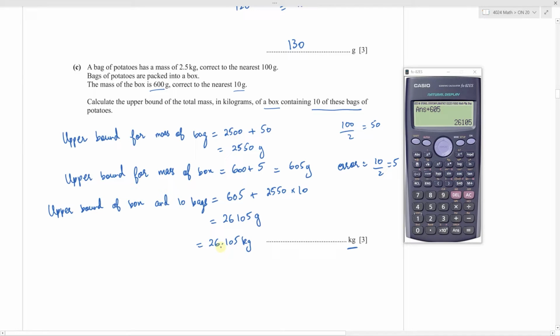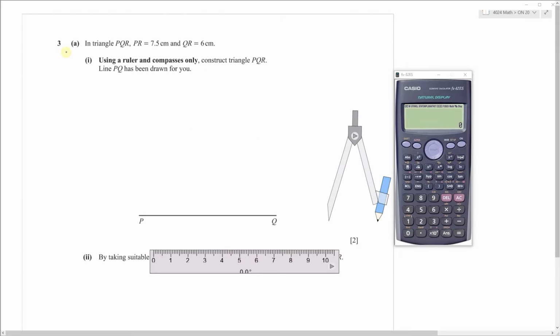So I don't need to write it up to three significant figures. I need to write the full answer, which is 26.10105 kg. Question 3, part A is in triangle PQR.